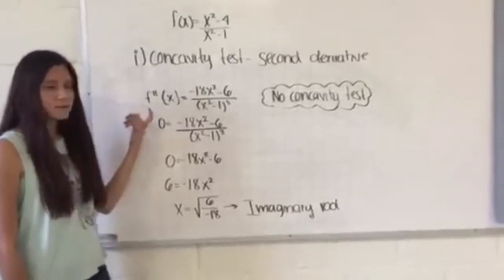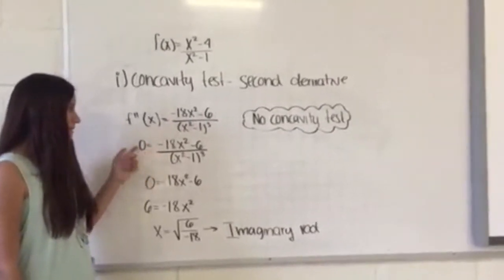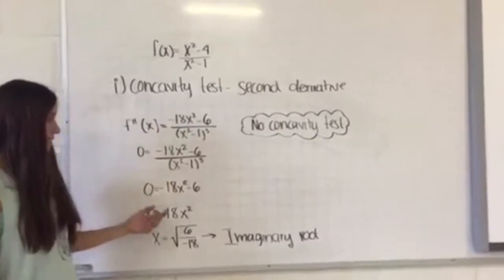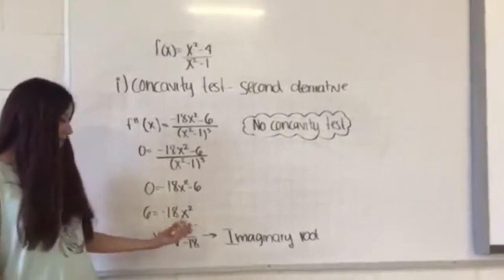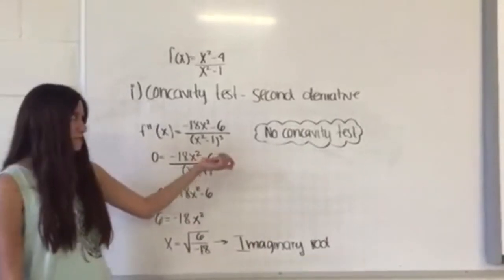With the second derivative of the function, we set the second derivative equal to 0, isolate the x and obtain an imaginary root. So there is no concavity.